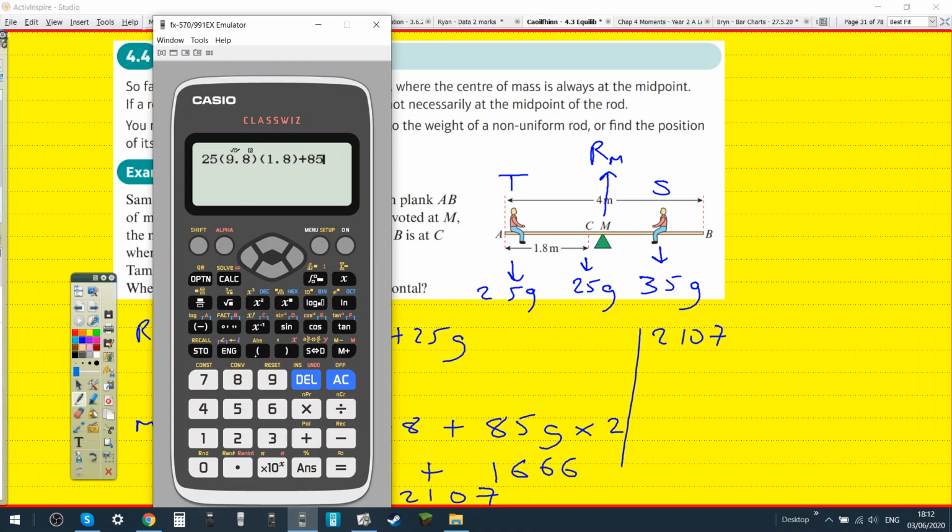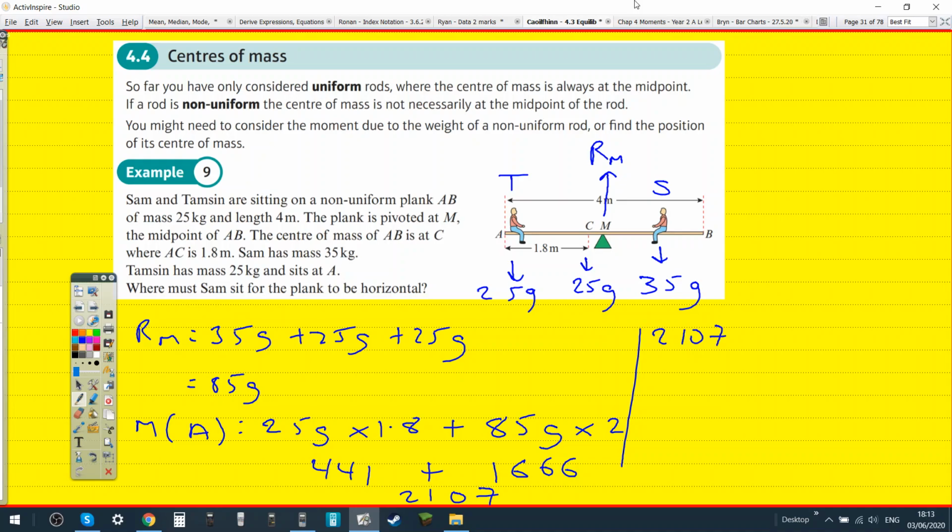Okay. Let me check. So 85 is 2. And then it's minus 35 times 9.8. Let's go with lucky 7. Was that something like that? Yeah. Let's hope we're right.